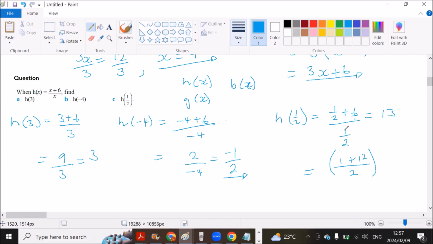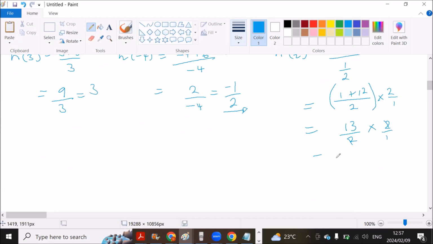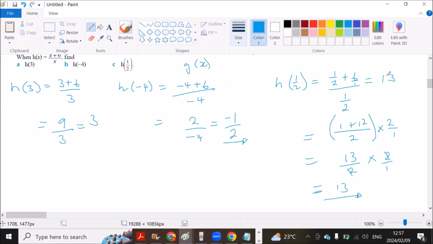Then dividing by a fraction is the same as multiplying by its reciprocal. So it's multiplied by 2 over 1. So we can simplify here and say 12 plus 1 is 13 over 2 times 2 over 1. 2 and 2 cancel out, and we have 13, which is the same as our calculator result.